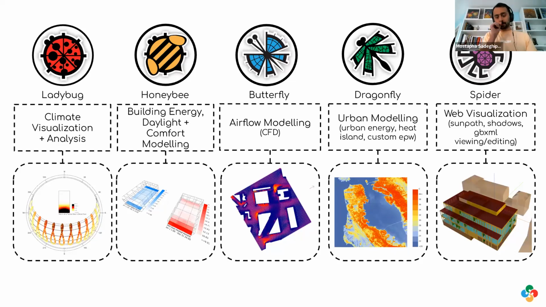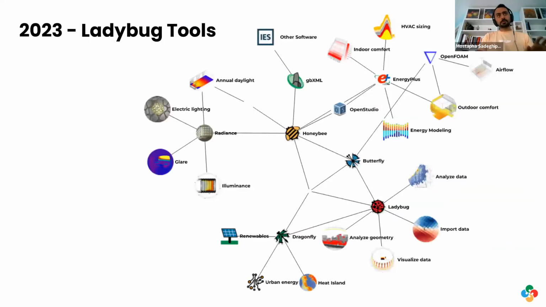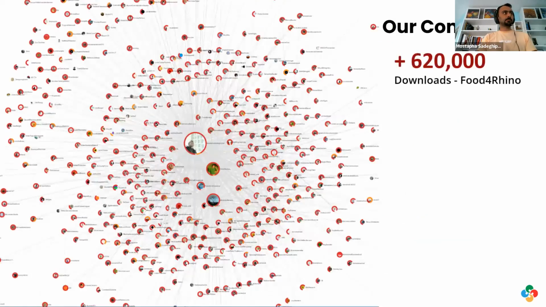I think the most successful and popular part of Spider is the GBXML viewer, the online GBXML viewer that you can use. So Ladybug Tools from 2013 to 2023 went from a single small plugin to a network of different plugins that work together and connect to all these different engines. And the key here is to be able to take data from somewhere and send it to another place without the need of getting out of the platform and going to another platform. And I think that's one of the reasons for the success of Ladybug Tools.